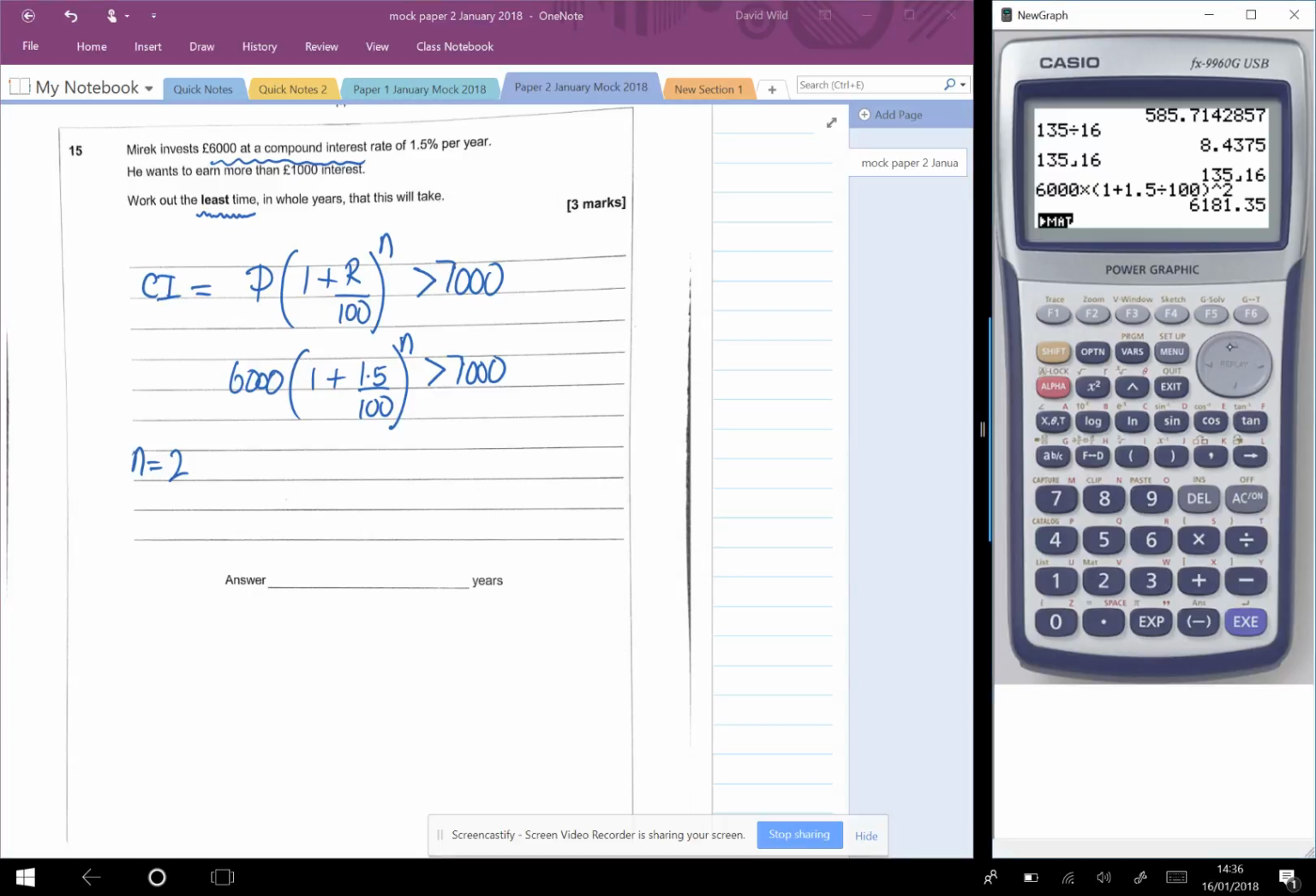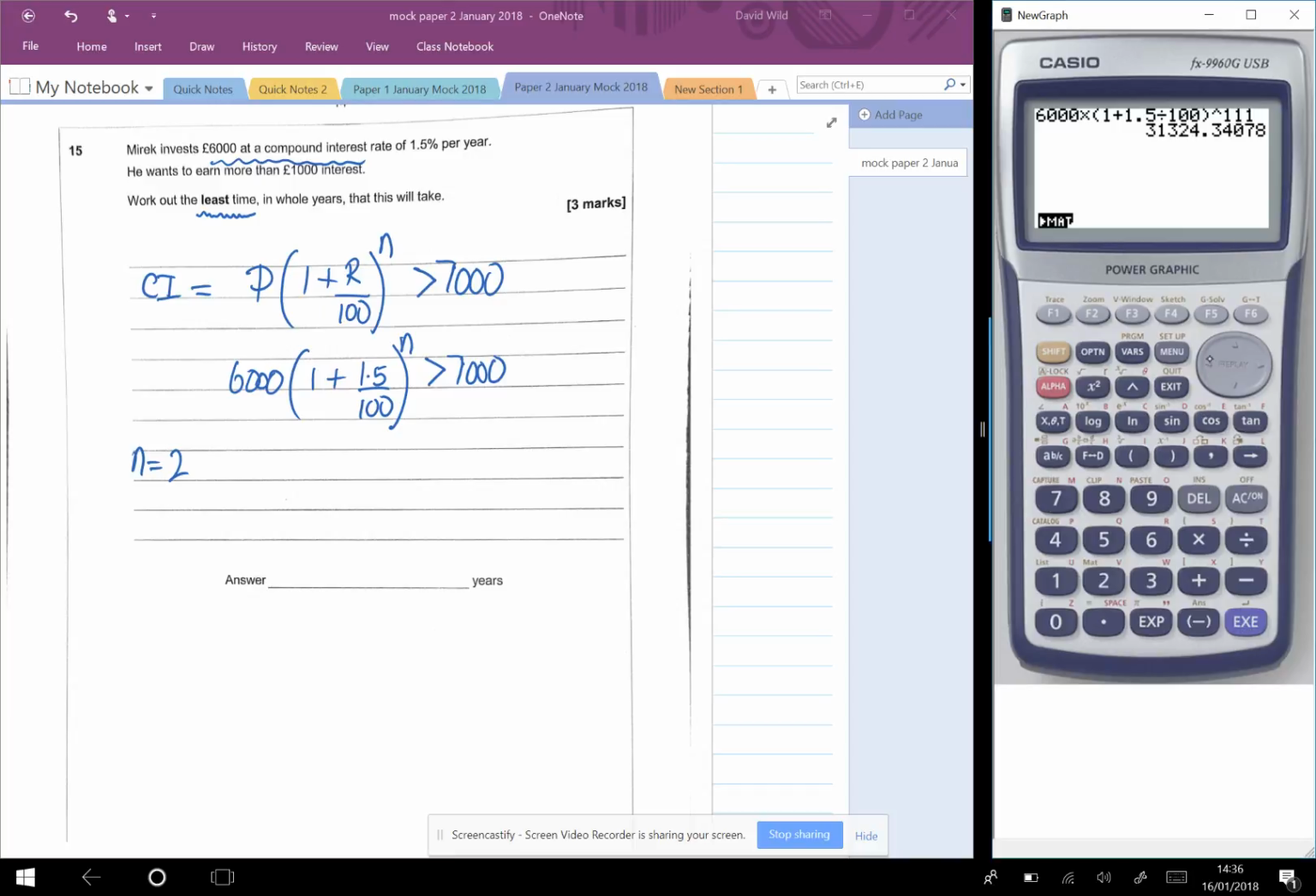So let's go back and say instead of 2, let's try perhaps 5. See what happens there. That's still not enough, so we'll go back again. Try 8 perhaps. Still not quite enough. Go back again. Maybe 10 years. Still not quite enough. So we've got to start getting a bit more careful now. Let's try 11.